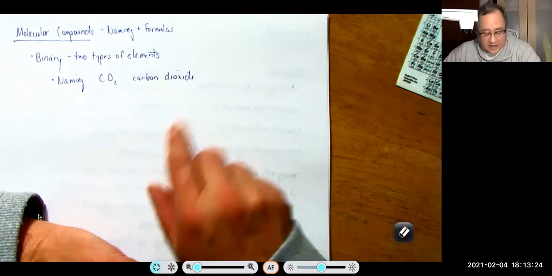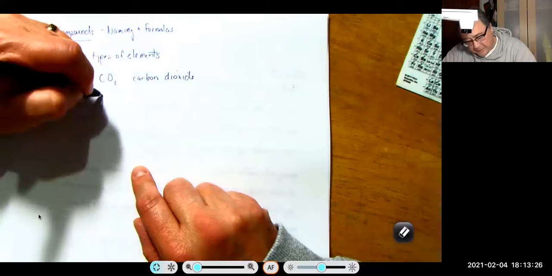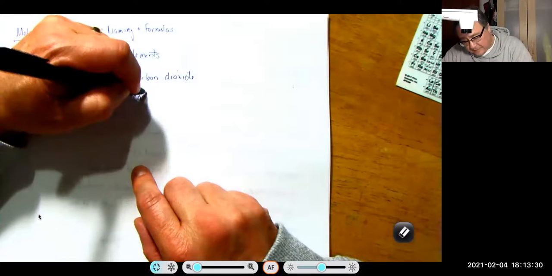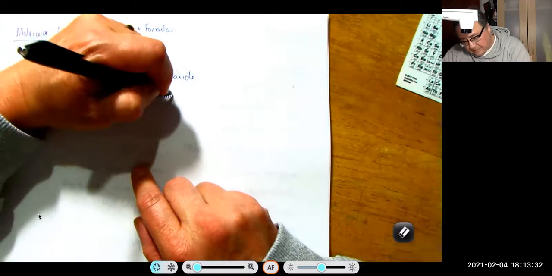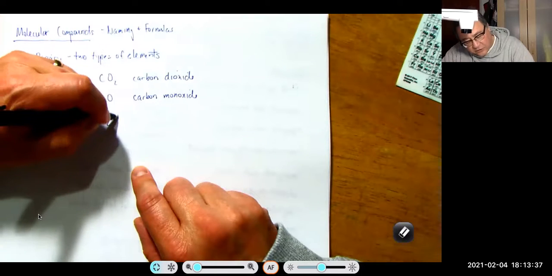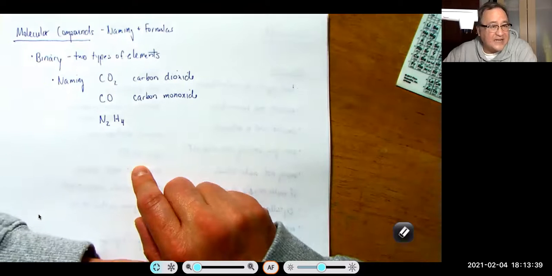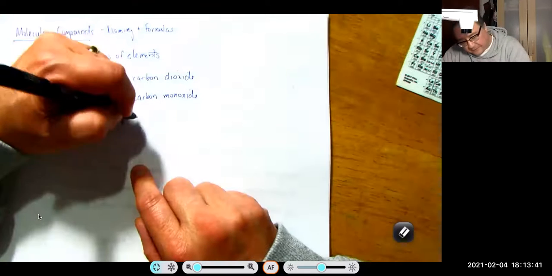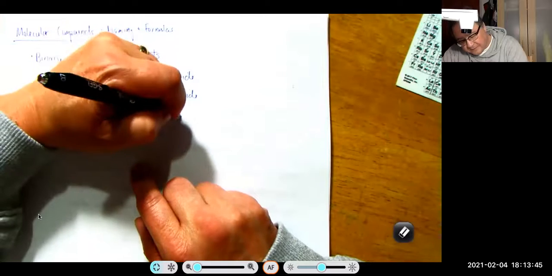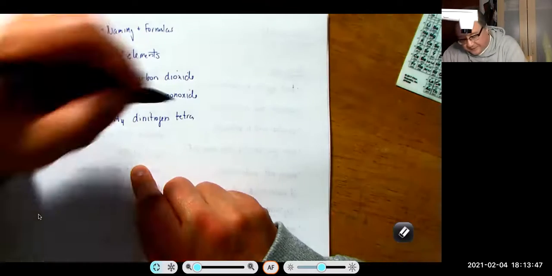CO2 is called carbon dioxide. CO is called carbon monoxide. N2H4 would be called dinitrogen tetrahydride.